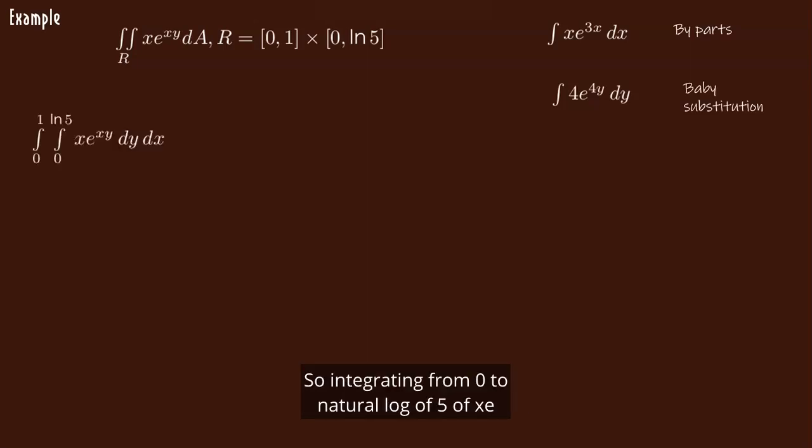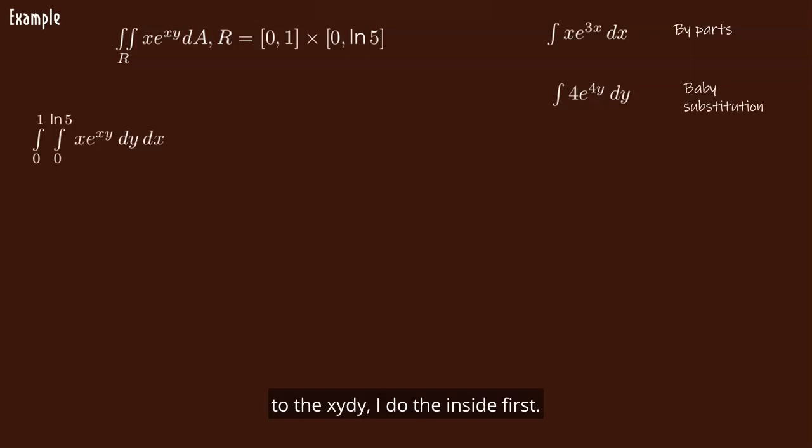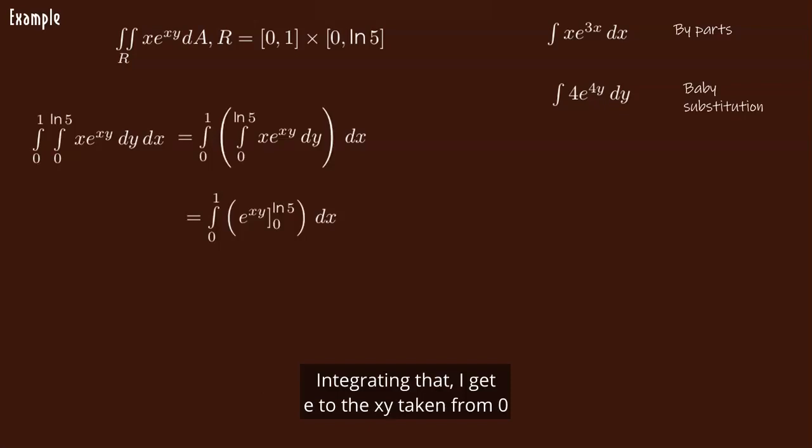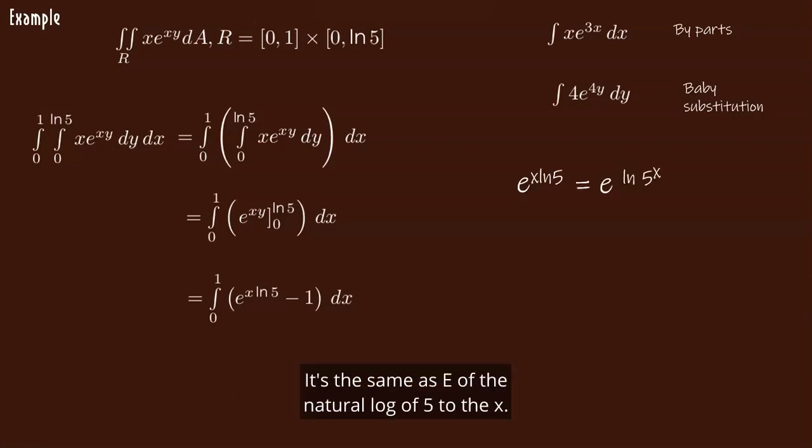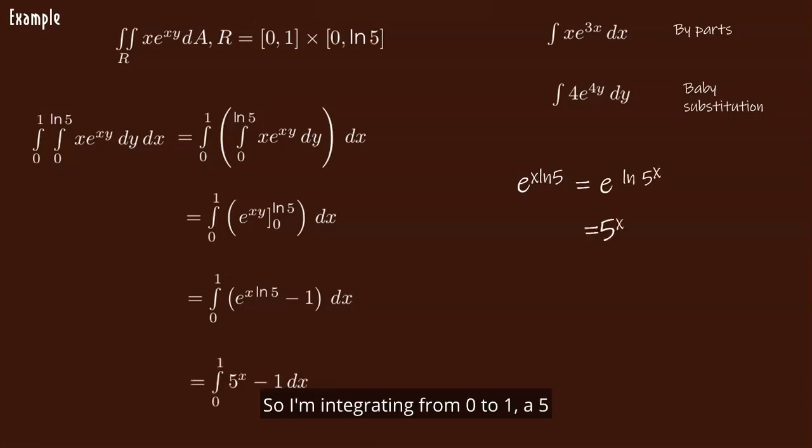So I choose to integrate with respect to y first because it's easier. So integrating from 0 to natural log of 5 of x e to the xy dy, I do the inside first. Integrating that, I get e to the xy taken from 0 to natural log of 5. Plug in what I need to plug in. E to the 0 is 1, that's nice. E to the x natural log of 5. Wait, what's that? Okay, let's simplify that first. Let's go over to the right and see what e to the x natural log of 5 is. It's the same as e to the natural log of 5 to the x. Well, e to the natural log of anything is that thing. So I'm integrating from 0 to 1 of 5 to the x minus 1 dx.